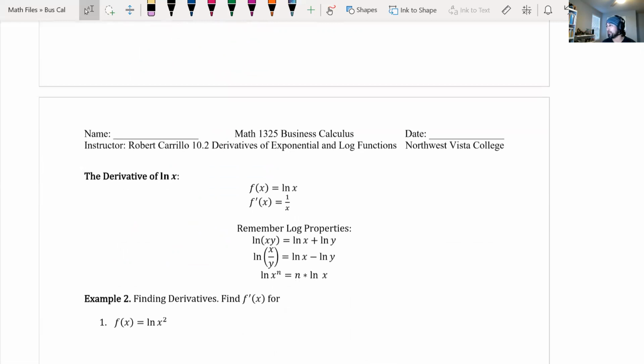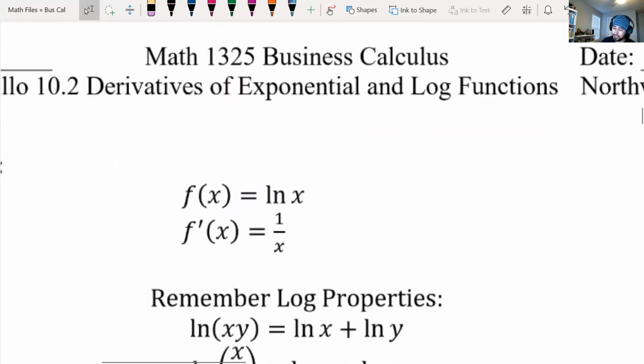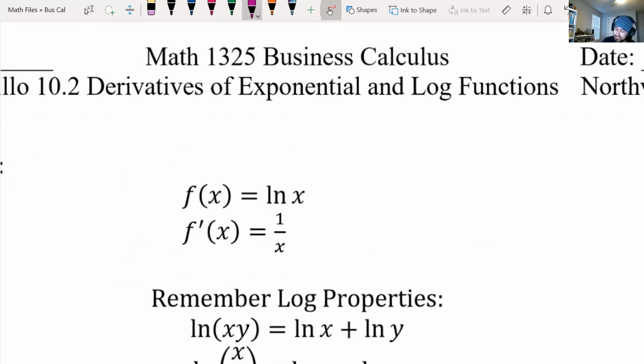Next is the derivative of the natural log function. You guys remember the natural log, right? Yes. So the derivative of the natural log of x is 1 over x. That's it. The derivative of the natural log of x is 1 over x. But when we do log derivatives, we are going to come across some of these log functions that we have to algebraically manipulate before we can take the derivative.